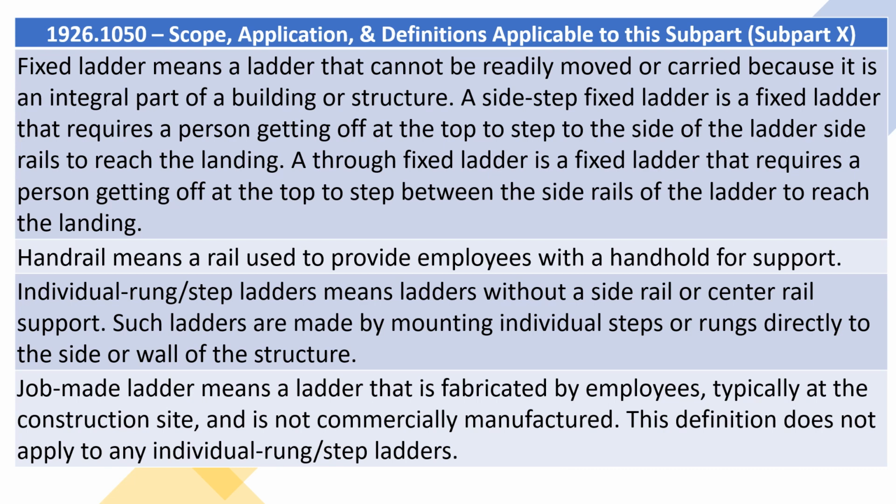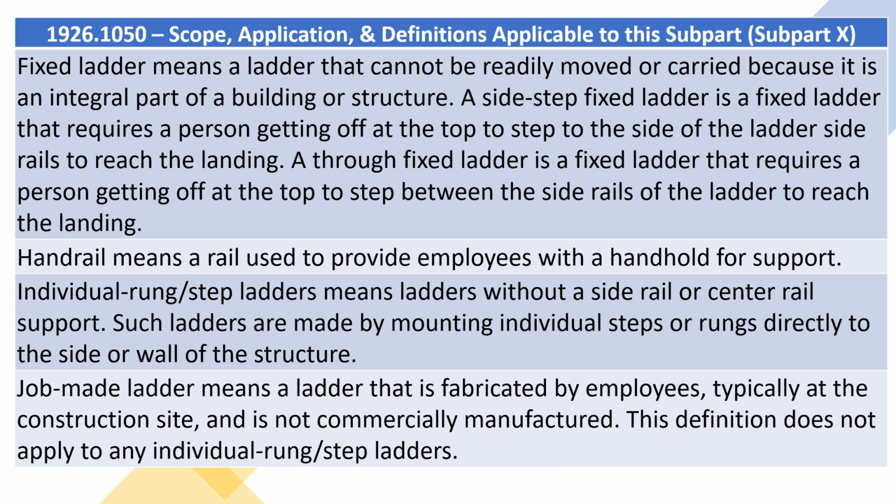A through fixed ladder is a fixed ladder that requires a person getting off at the top to step between the side rails of the ladder to reach the landing. Handrail means a rail used to provide employees with a handhold for support. Individual rung/step ladders means ladders without a side rail or center rail support. Such ladders are made by mounting individual steps or rungs directly to the side or wall of the structure.